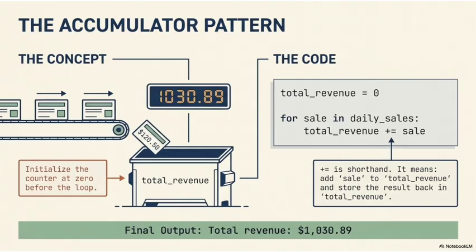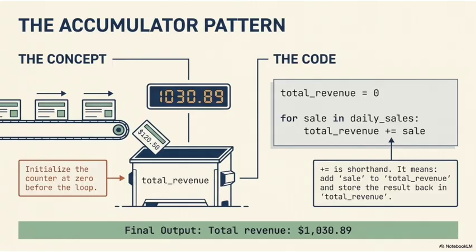Now, the accumulator pattern is the most fundamental loop technique in business programming. It's how you calculate running totals across a data set. Now, the concept is we initialize a counter variable to 0 before the loop starts. Inside the loop, add each new value to the running total using the plus equals. After the loop ends, the accumulator holds the final sum. So total_revenue is equal to 0 before the loop. Total_revenue plus equals the sale inside of it.